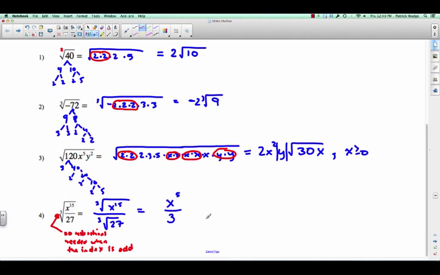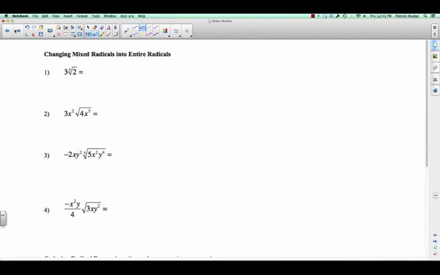Okay, so it's quite a relief when you see that your index is odd. Page 2. Now we're going to do the opposite. We have mixed radicals here because we have some coefficients and some radicands, and we're going to turn them into entire radicals. We're going to move this outside part inside the radical.